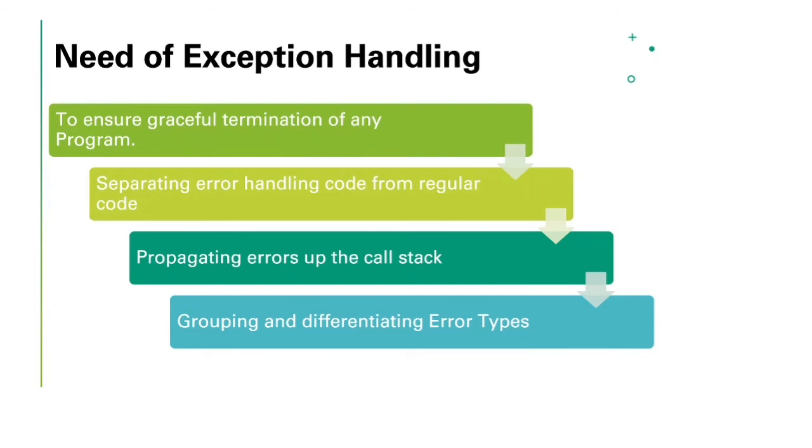Now that is something related to the readability of the code. See, when the error occurs, there will be a handling code which is going to handle it so that the termination is graceful, right? So we are just separating our logic from our error handling, right? So there is a separation between the two. Then propagating errors up the call stack and grouping the different types of error. Now these are certain needs of exception handling that we can actually understand programmatically, right? So to understand all these types of needs that we can have, we need to actually program the customized exception handling, right?